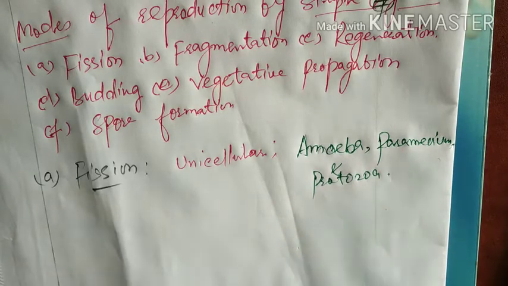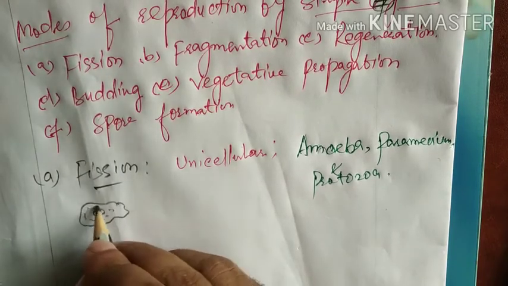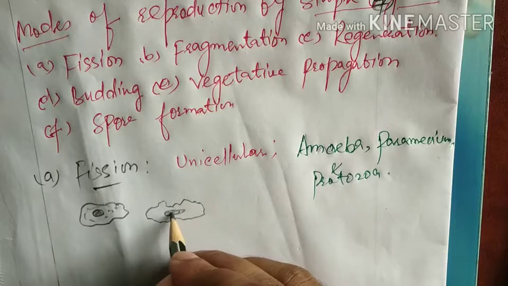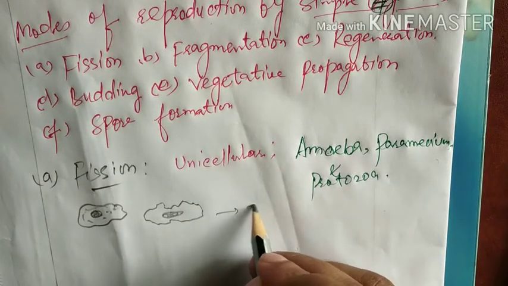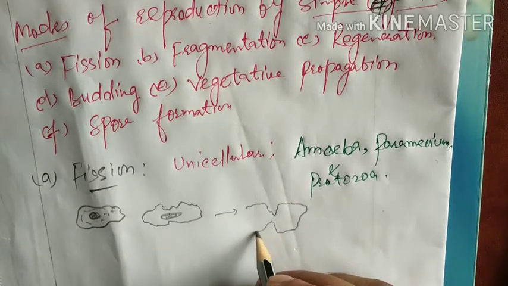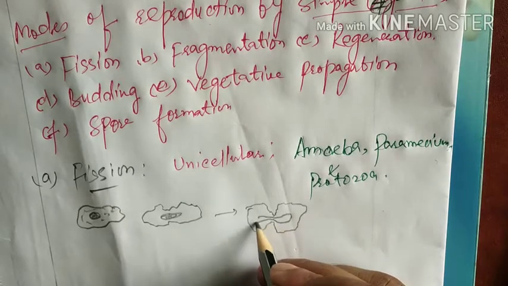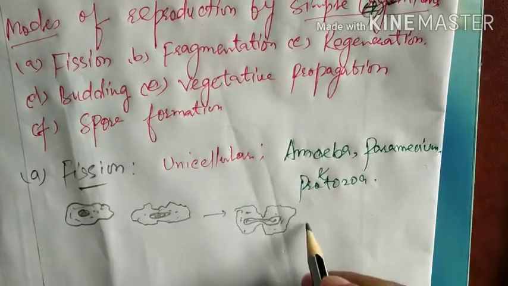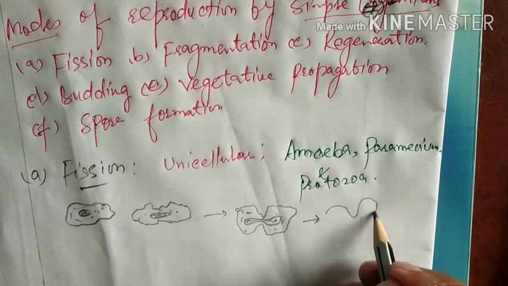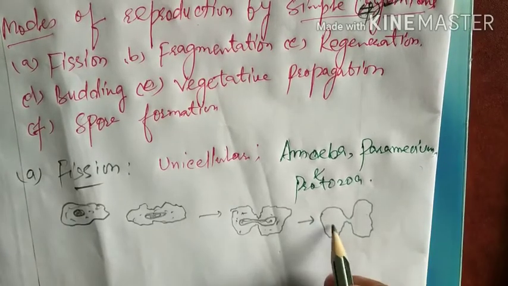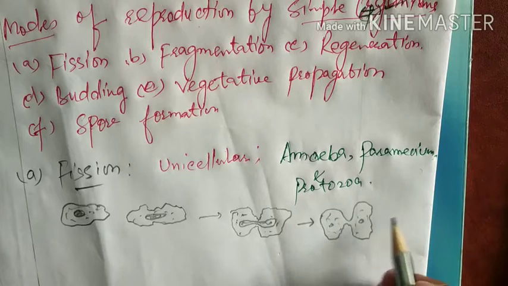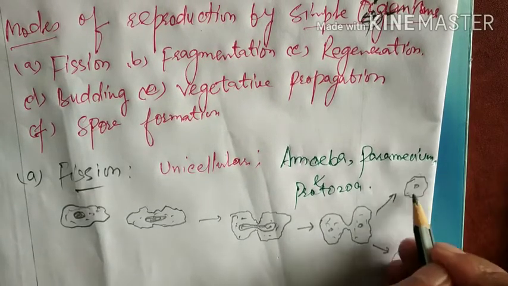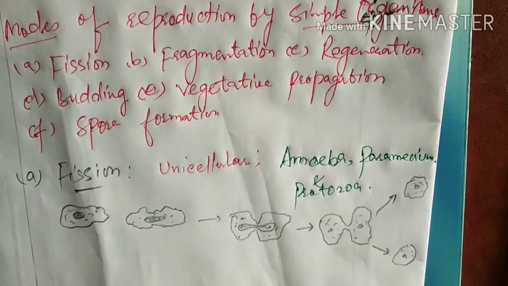For example, we have an amoeba here. This is the parent cell. This is the nucleus. After some time, when the cell is ready to divide, the DNA will divide and the nucleus will start dividing. The cell takes a shape like this. The nucleus is also dividing now. Then finally we have a shape like this. Then we get two daughter cells. This is how binary fission takes place in amoeba.